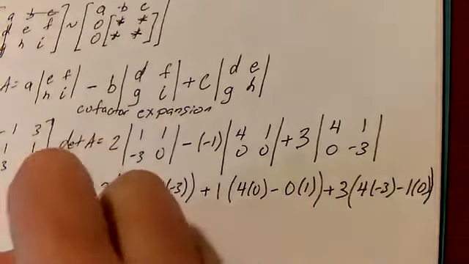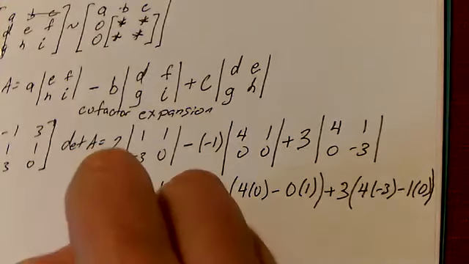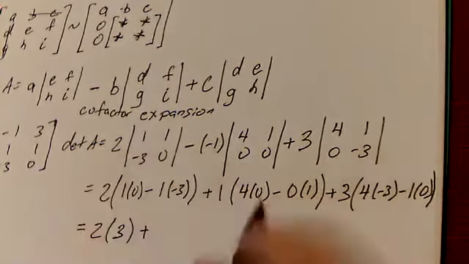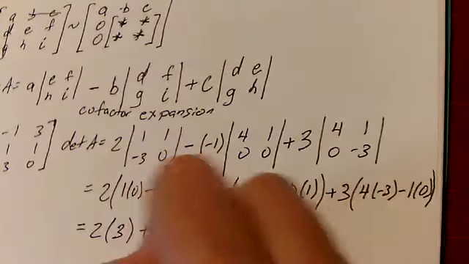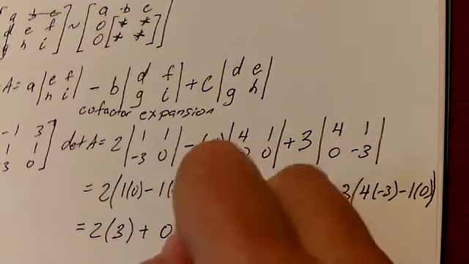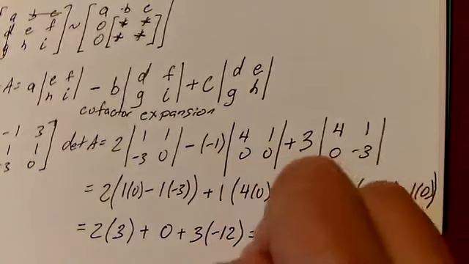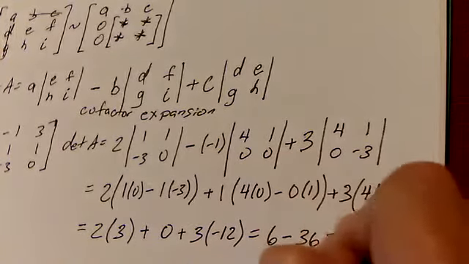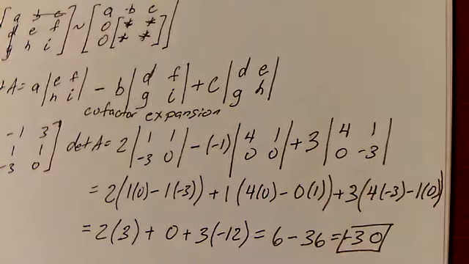Okay, and now we simplify. So I've got 2 times 0 plus 3, so 2 times 3, plus 1 times 0 is 0, plus this is going to be 3 times a -12 minus 0, so 3 times a -12. So I have 6 minus 36, so my determinant is -30. Done.